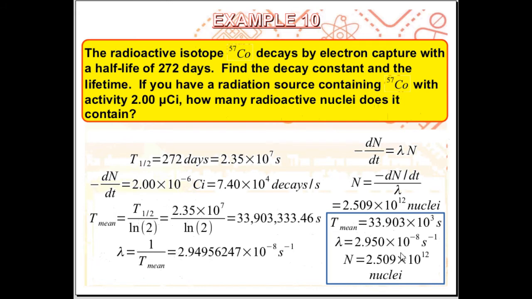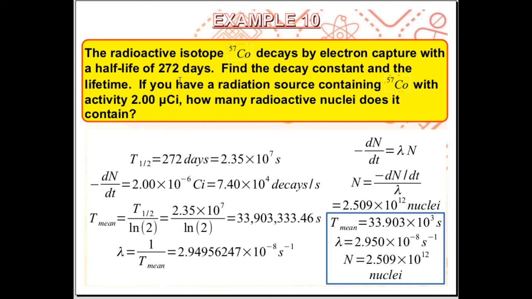Moving on to the next example, example 10. The radioactive isotope cobalt 57 decays by electron capture with a half-life of 272 days. Find the decay constant and the lifetime. If you have a radiation source containing cobalt 57 with activity 2.00 microcurie, how many radioactive nuclei does it contain?